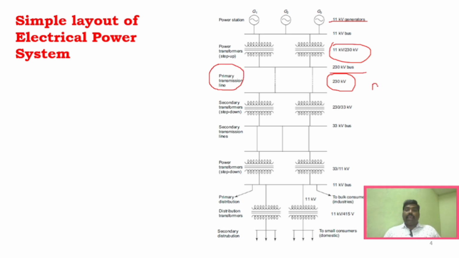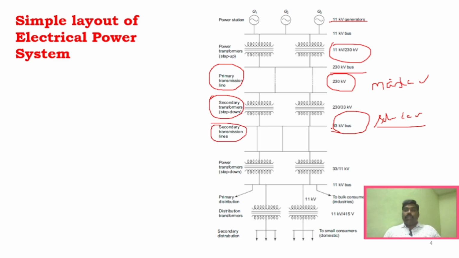Primary transmission line, where this is the main load center, and from the main load center it is sent to the sub load center, where we call this a step down transformer, and this is a secondary transmission line. The 230 kilovolt is converted again to 33 kilovolt from the main load center to the sub load center. And from the sub load centers, it is given to distributors.